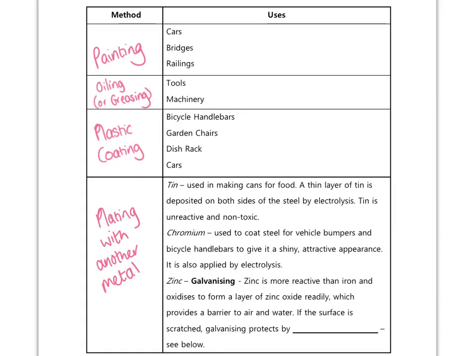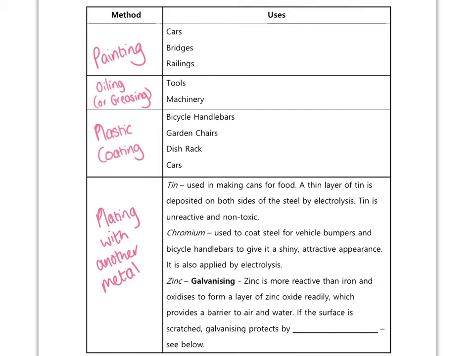And then lastly, we've got plating with another metal. Again, we can use here another metal to coat our iron in that will provide a barrier between the iron and the water and the air. Generally we use a less reactive metal, or a metal that is not prone to corrosion. So for example, tin is used in making cans for food. It's unreactive and it's non-toxic, so it's not going to affect your food that is in the can.